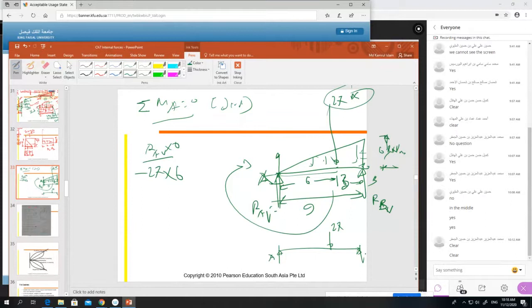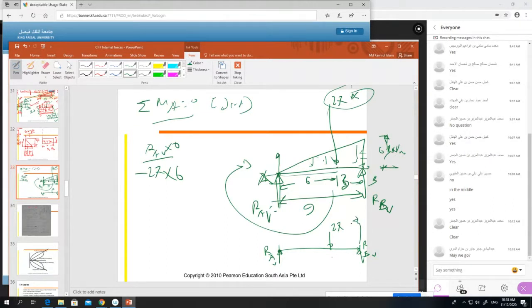So A and B, RAV and RBV, that's all you have. So you take the moment at A, so the moment at A: 0 minus 27 into 6, plus RBV into 9 equal to 0. Now RBV equal to how much? Tell me please. 27 into 6 divided by 9. How much? The reaction force?